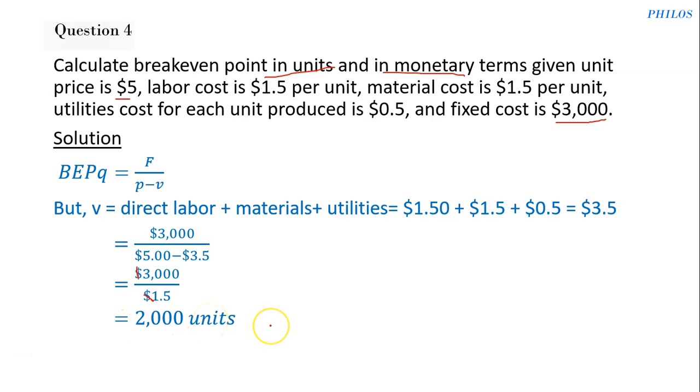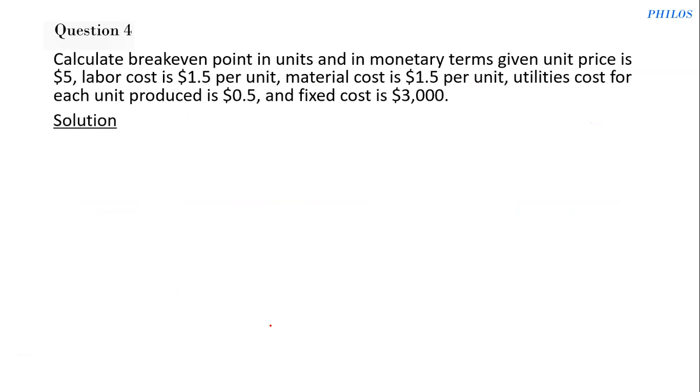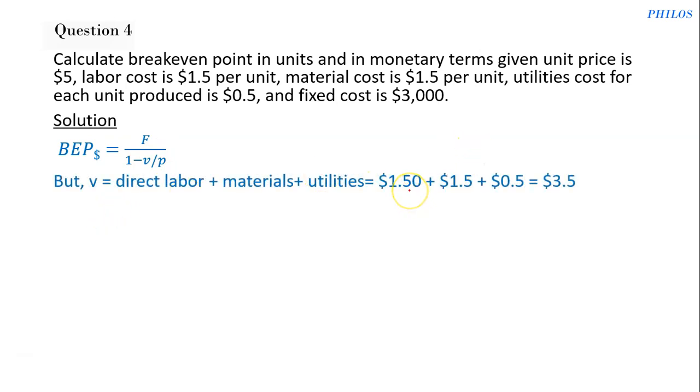Then let's find the break-even point in monetary terms. To solve that one too, let's record the formula for break-even point in monetary terms, and that is F divided by 1 minus V over P. Now after recalling the formula, remember that V is equal to direct labor plus material plus utility, and that will give us 3.5. So when we do the substitution, we have 3,000 divided by 1 minus 3.5 over 5. Take your calculator and find 3.5 divided by 5. That will give you 0.7.